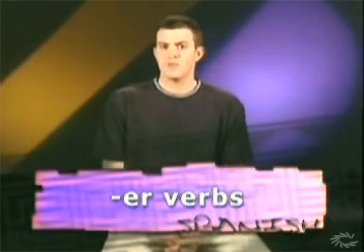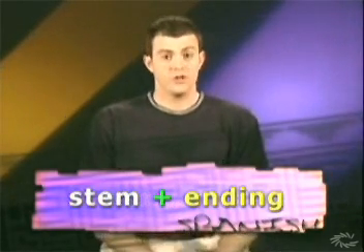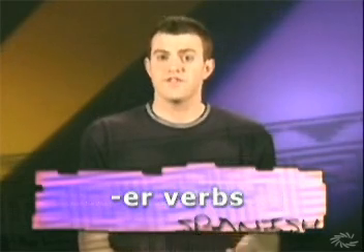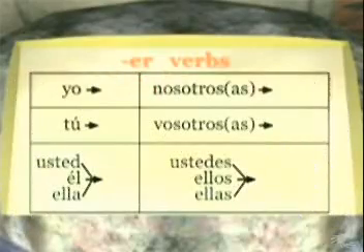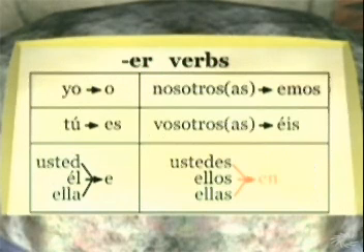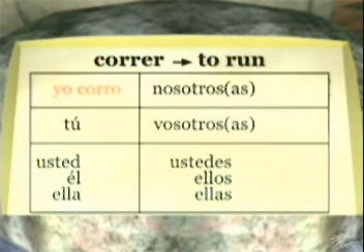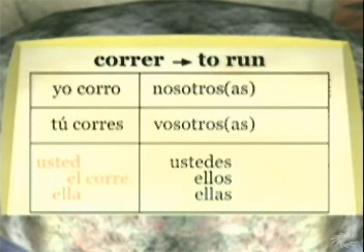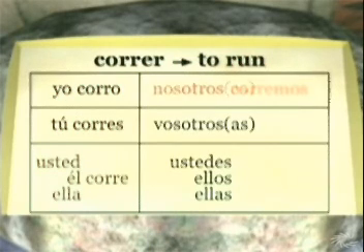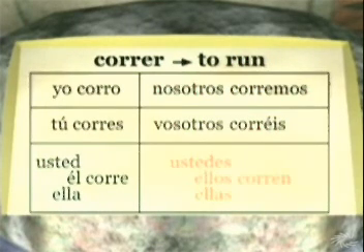ER verbs work the same way as AR verbs. You just take the stem and slap on the appropriate ending. The only difference is ER verbs use a different set of endings. The ER endings are o, es, e, emos, éis, en. So to conjugate a verb like correr, to run, we would say yo corro, tú corres, usted, él, ella corre, nosotros corremos, vosotros corréis, ustedes, ellos, ellas corren.